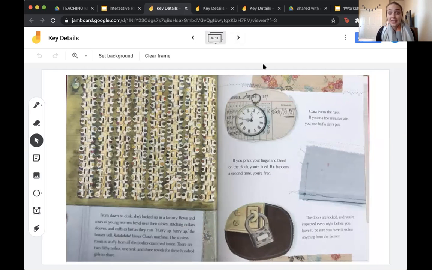Now that you guys have seen me model how I use sticky notes to mark key details, it's your turn to mark your sticky notes with me. So we're gonna do a couple together.